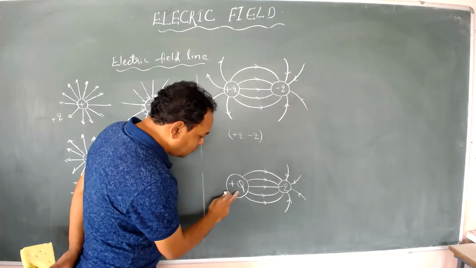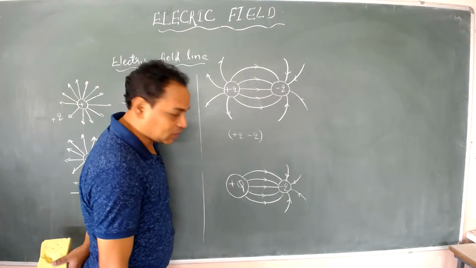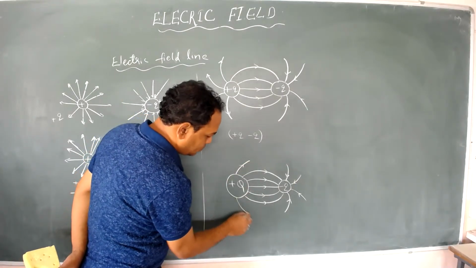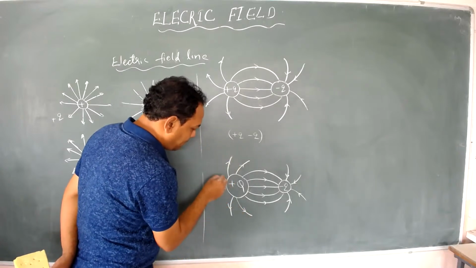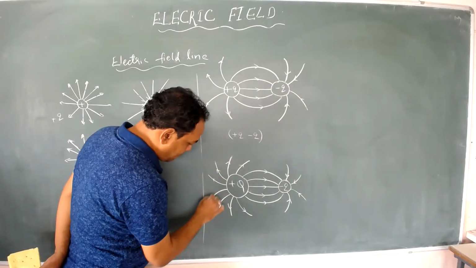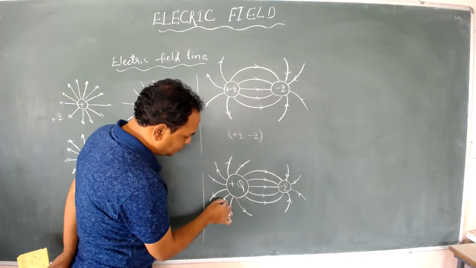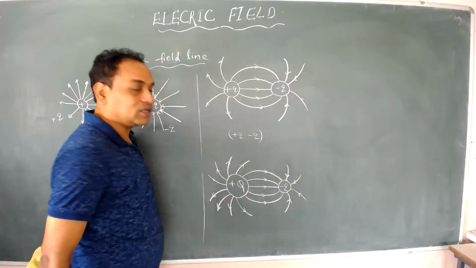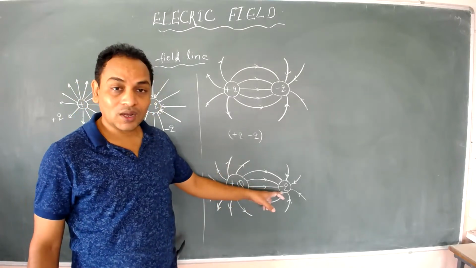Now, in a similar manner, this is a bigger charge, so definitely it should have a larger number of electric field lines. So for this we can draw like this. Some more we have to draw. Here, if you see, 1, 2, 3, 4, 5, 6, 7, 8, 9, 10, 11, 12, 13. So something near about 13 lines. This is 13 electric field lines, and here only 9 electric field lines.